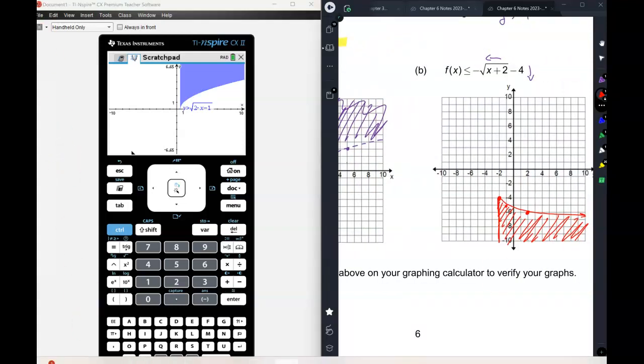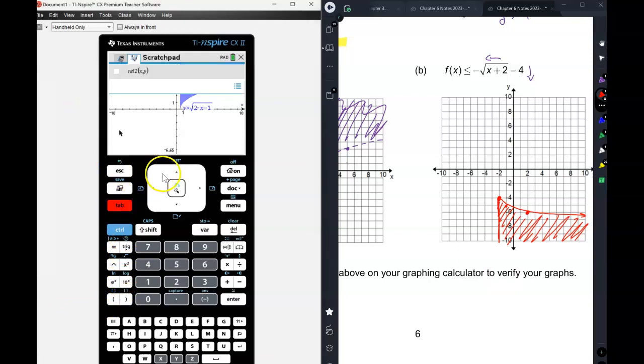All right, why don't we do the next one? Less than or equal to. Remember, if you just erase it, the menu is above the equal sign. Less than or equal to negative x plus 2, x plus 2 minus 4.